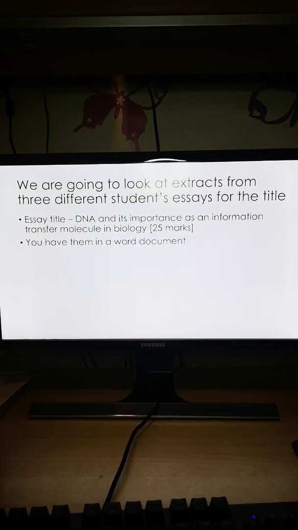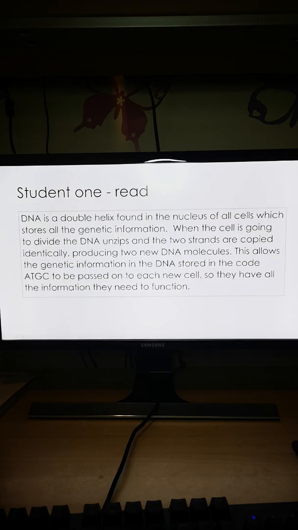So the idea is that they would have picked different areas of the course where they've met DNA as a transfer molecule, and then made sure they develop why that's so important in biology, that particular role of DNA as a transfer molecule. So I've given you 3 different student extracts for this title where they're just doing one role of DNA, and it's the same role.